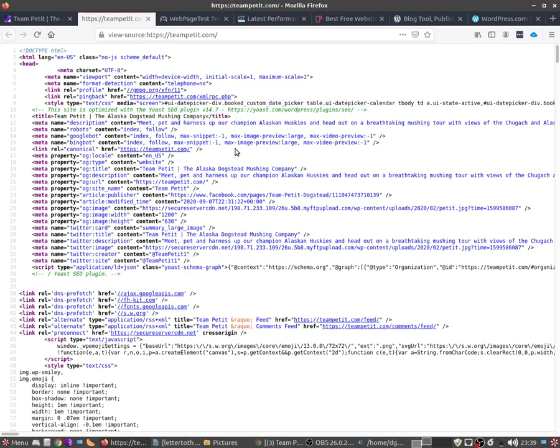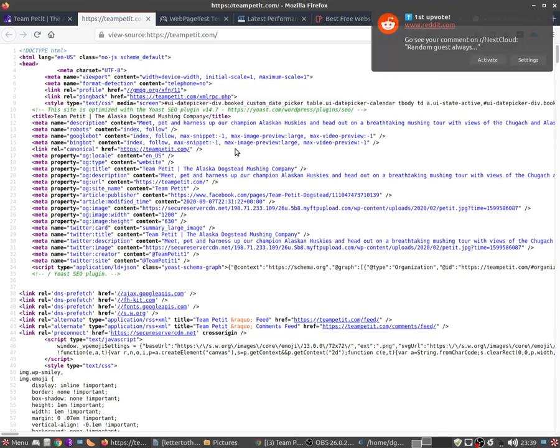But if it's not a WordPress website, it might take me a little time to figure out what it is, depending on what it is. For example, I see here you have a plugin that you're using called Yoast SEO. So I know exactly what that is. Yoast SEO is a plugin to help you with your search engine optimization.